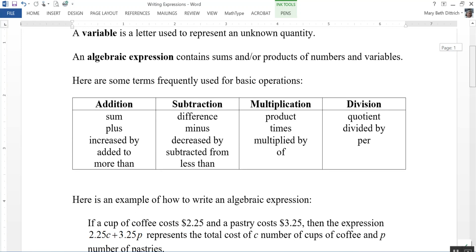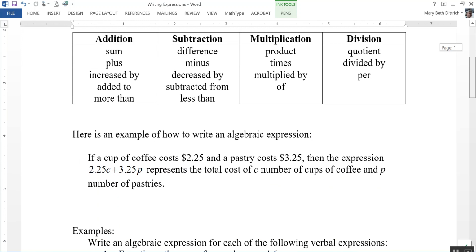So here's an example of how you can write an algebraic expression. If a cup of coffee costs $2.25 and a pastry costs $3.25, then the expression 2.25c + 3.25p represents the total cost of c number of cups of coffee and p number of pastries.